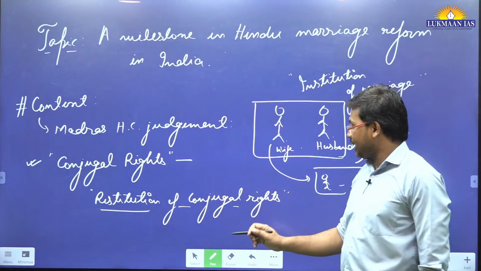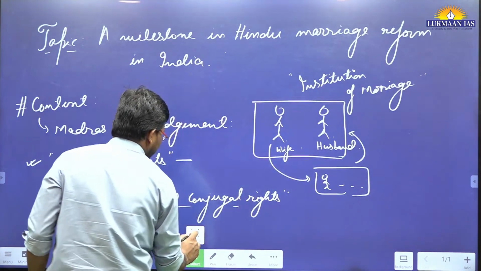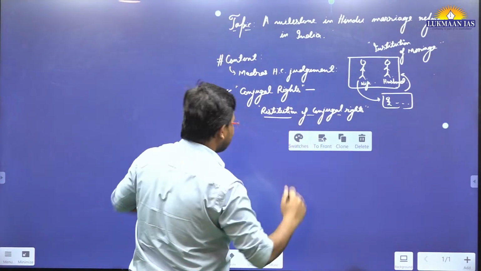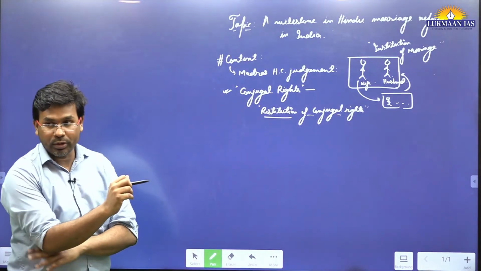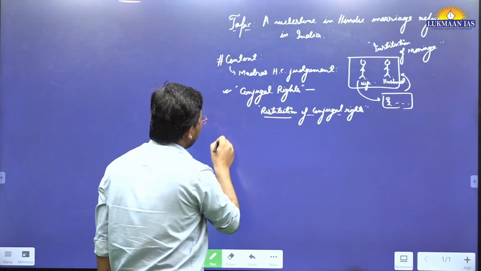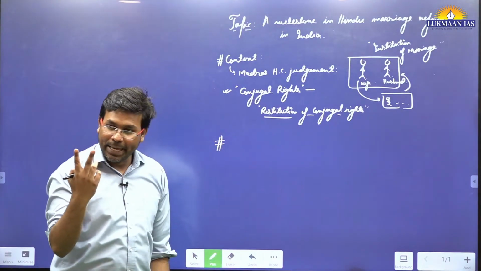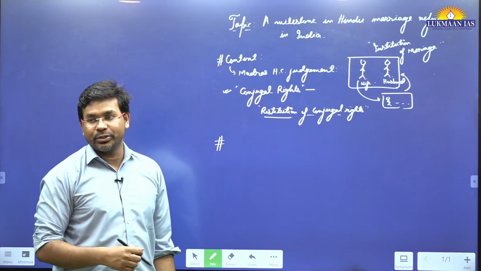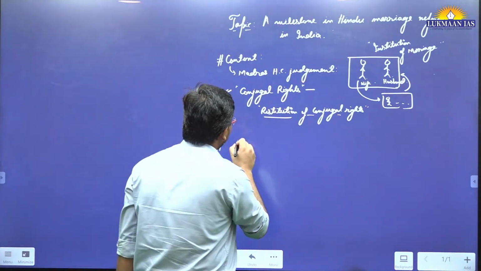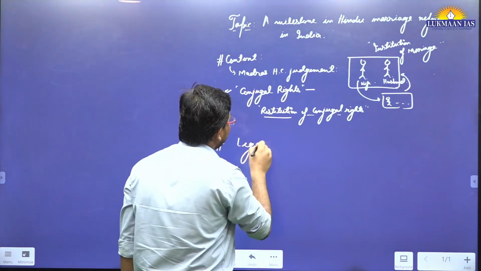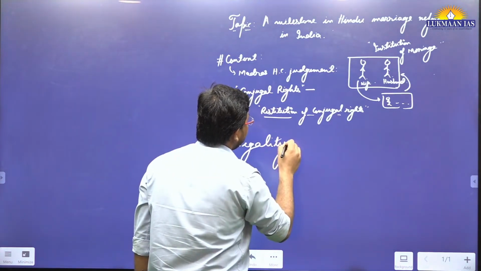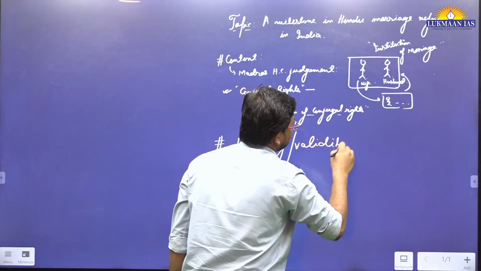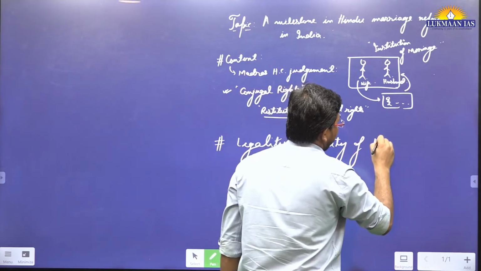But there are some important preconditions for restitution of conjugal rights. What are the preconditions that the courts look at? The courts see whether the marriage that has happened between the two is a legally valid marriage or not. So they look for legality, the validity of marriage.